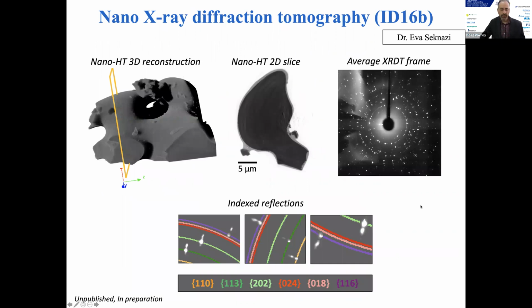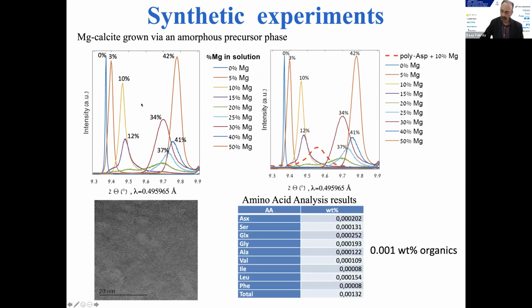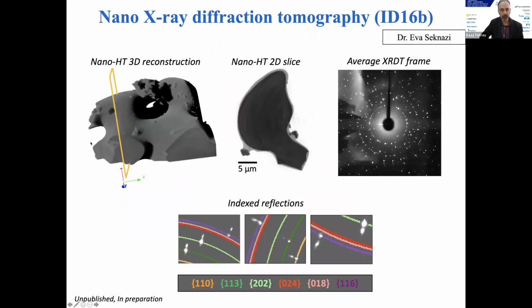Another thing, this is actually unpublished data that we have done. We have also now performed nano X-ray diffraction tomography on ID16B. And of course, here we have the 3D reconstruction. But if we take one slab and we perform X-ray diffraction tomography, you see that we get something that looks like a single crystal with very strange spots here. We'll talk about that. But we also have some rings here, which of course look like something polycrystalline.